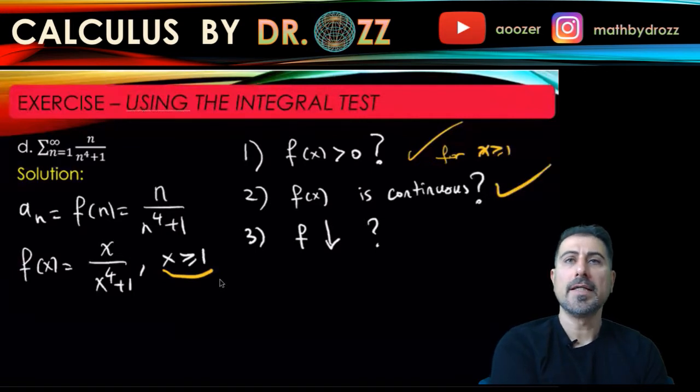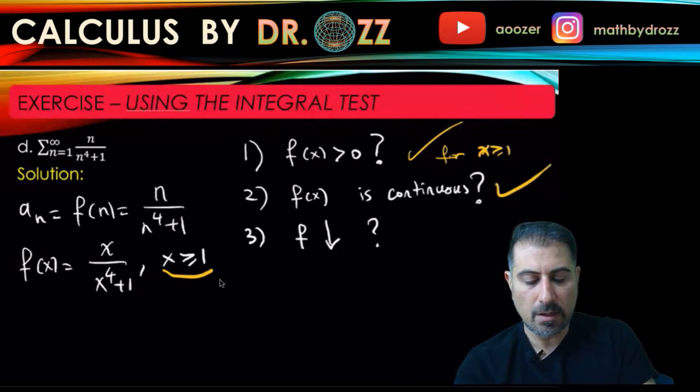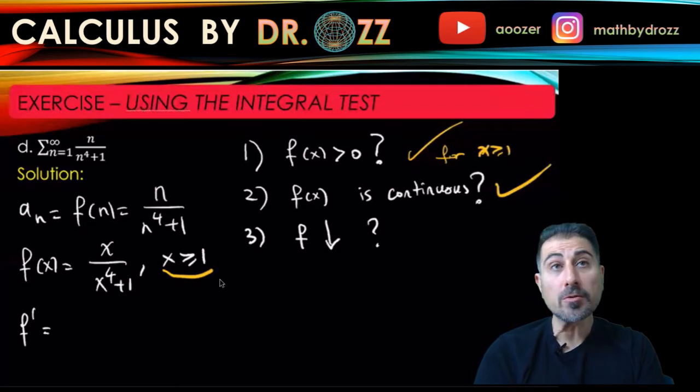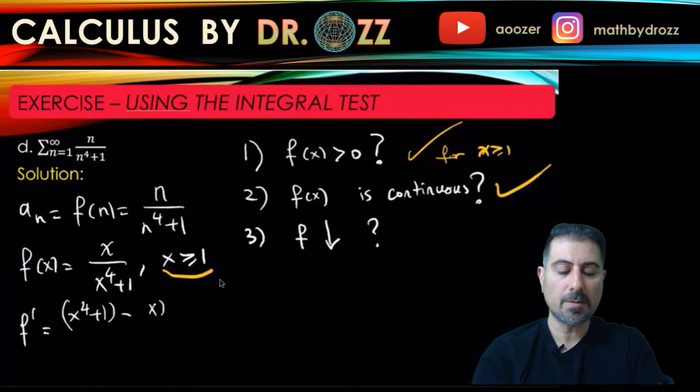Check mark. Is f decreasing? Well, we have to check. Check what? f prime, right? The sign of f prime is going to tell us if f is decreasing. So let me just do that real quick here. So f prime is going to be what? We're going to use the quotient rule, okay? The derivative of the top, which is 1, times the bottom, minus, keep the top, and take the derivative of the bottom, which is 4x cubed, all divided by x to the fourth plus 1 squared.